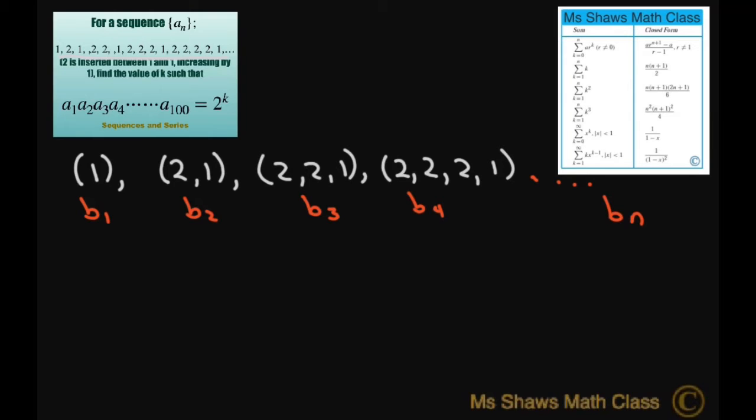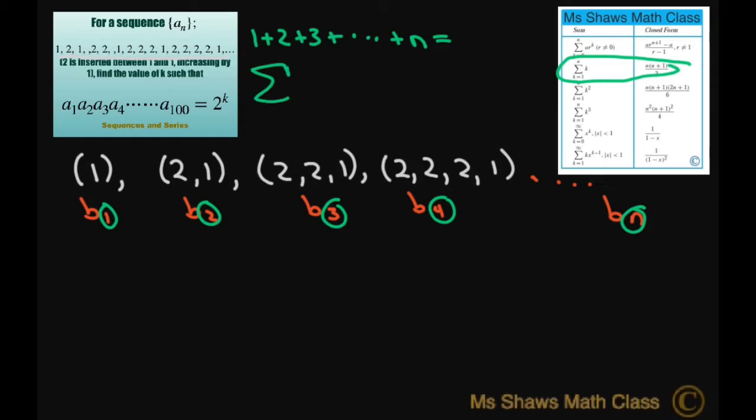So now if I add these first few terms here and get the sum for these, the total number of terms from B sub 1 to B sub n is 1 plus 2 plus 3 plus ... plus n. And that's going to be this formula here. Basically, it's the sum from k equals 1 to n of k. So that's going to be n times n plus 1 divided by 2.